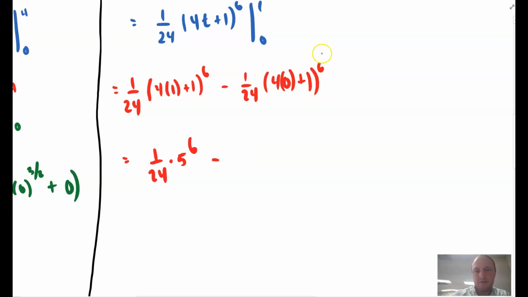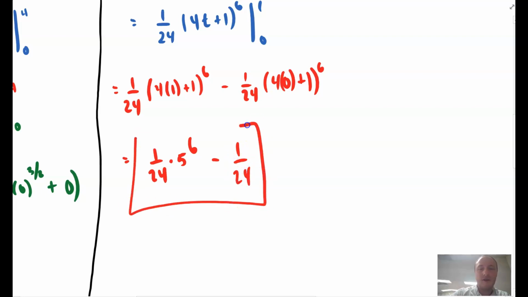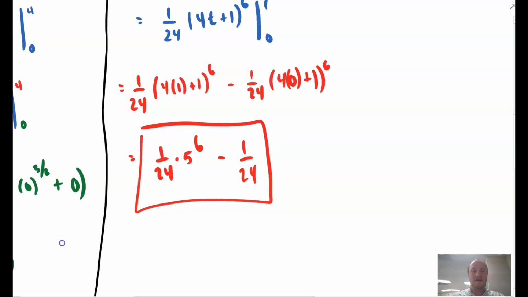Well, this becomes what? 1 to the power of 6, which is just 1. So minus 1/24. Okay, and there's your numerical answer. Simple enough. Fundamental theorem of calculus.